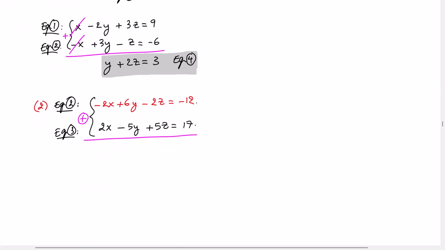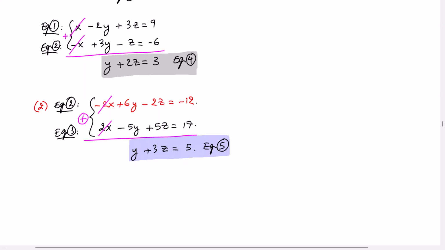And that should result in 2x and negative 2x canceling out. Next, we will have to worry about the 6y minus the 5y. That's just simply going to be y. Negative 2z plus 5z will be a 3z. And finally, 17 and negative 12, that will be just simply 5. We will call this equation number 5. And again, we will leave it for a second, and we'll come back to it in a moment.